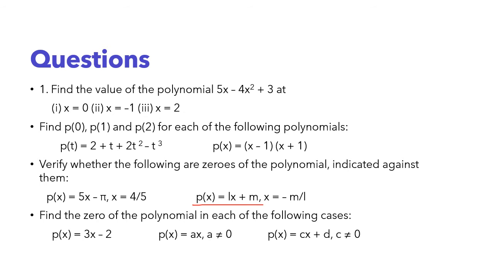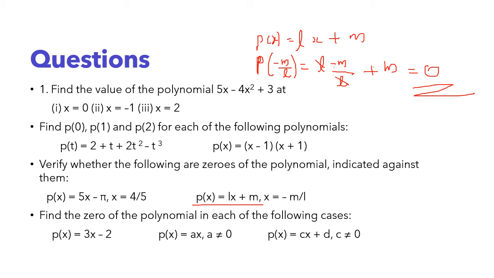P of x is equal to lx plus m, and we have to find whether it will become 0 when x is equal to minus m by l. So let's see. Instead of x, I am writing minus m by l, right? So l gets cancelled here itself. Remaining is minus m plus m. Minus m plus m is 0. So it is a zero of the polynomial. Minus m by l is the zero of the polynomial P of x is equal to lx plus m.